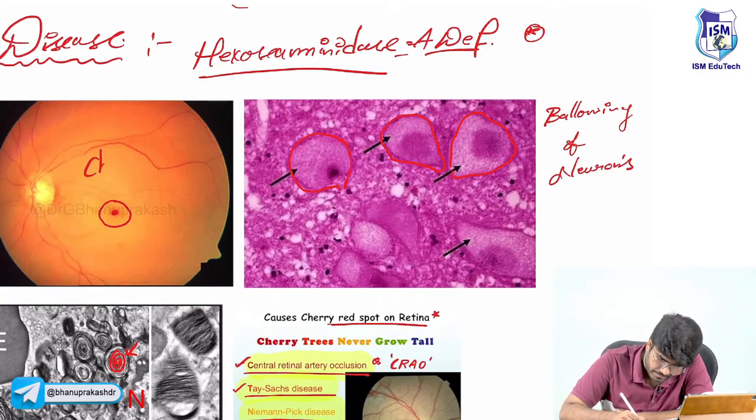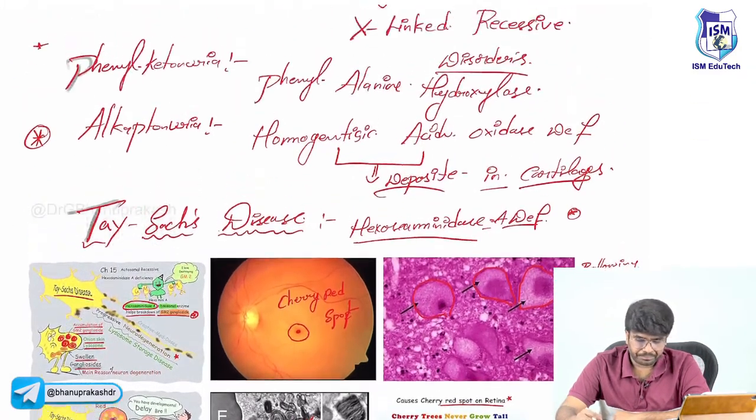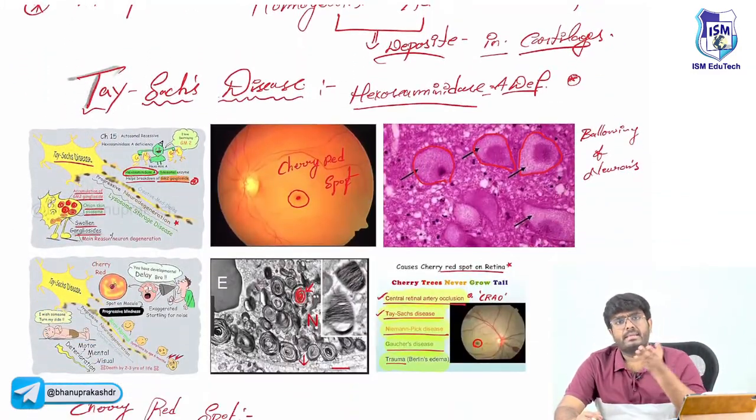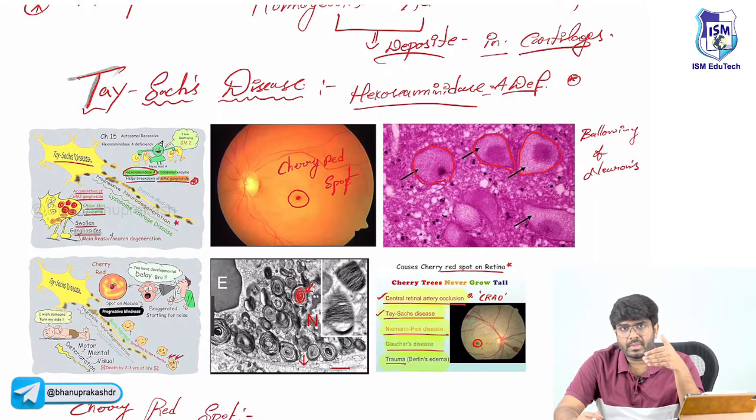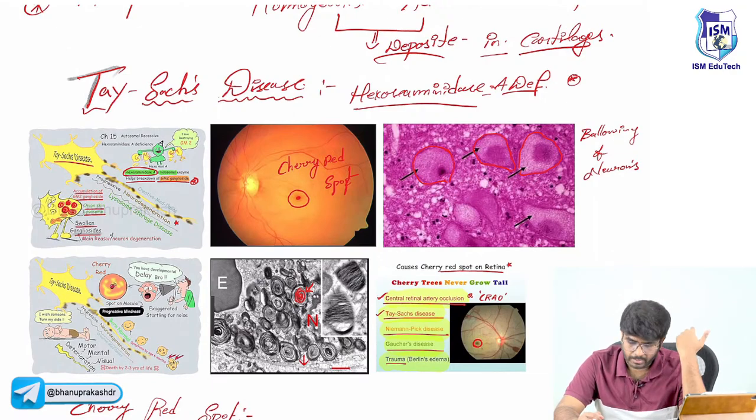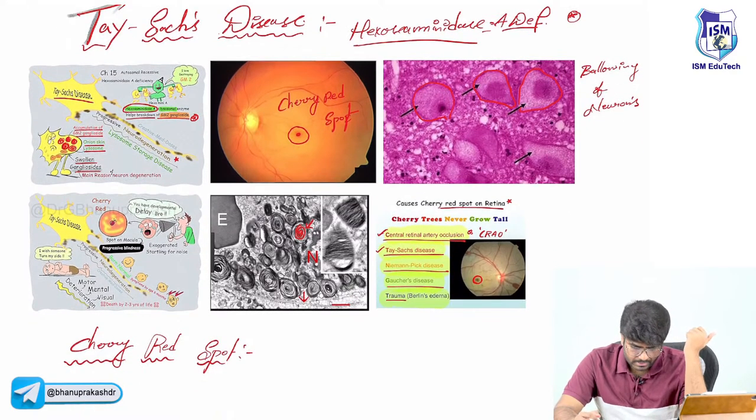This is cherry red spot. And don't forget, cherry red spot is not only seen in this one condition, this disorder, Tay-Sachs. It is also seen in Niemann-Pick's as well as Gaucher, and also seen in the trauma condition leading to edema, Berlin's edema.